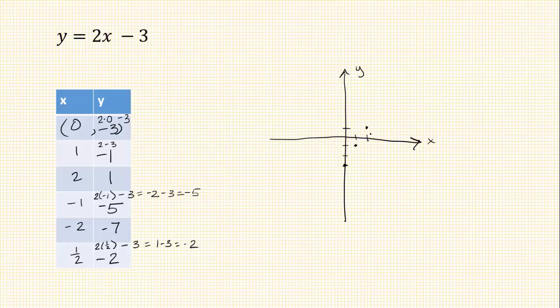And at this point, you can kind of check and say, hey, are these lining up? We don't have any points out in space. Negative 1, negative 5, then negative 2, negative 7 there. And 1/2, negative 2 there. Okay, and those line up pretty nice. And you have the visual display.